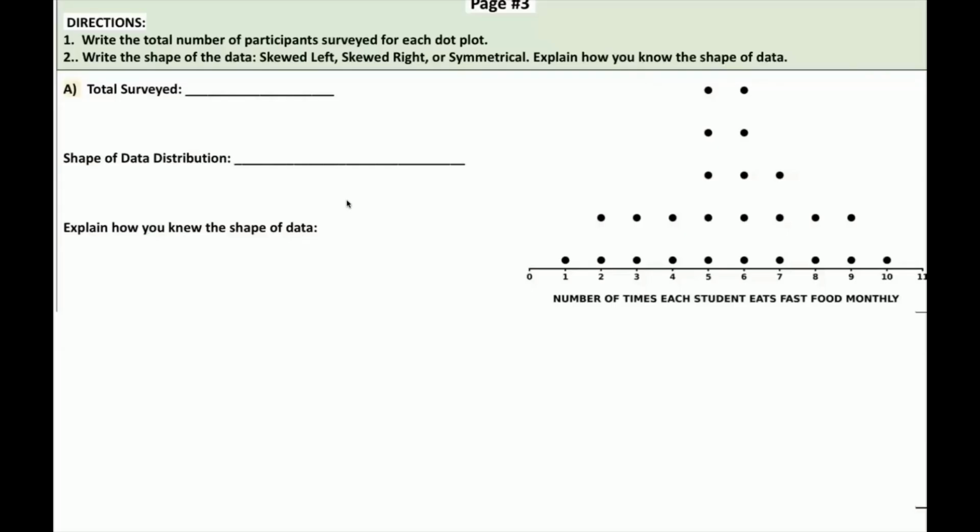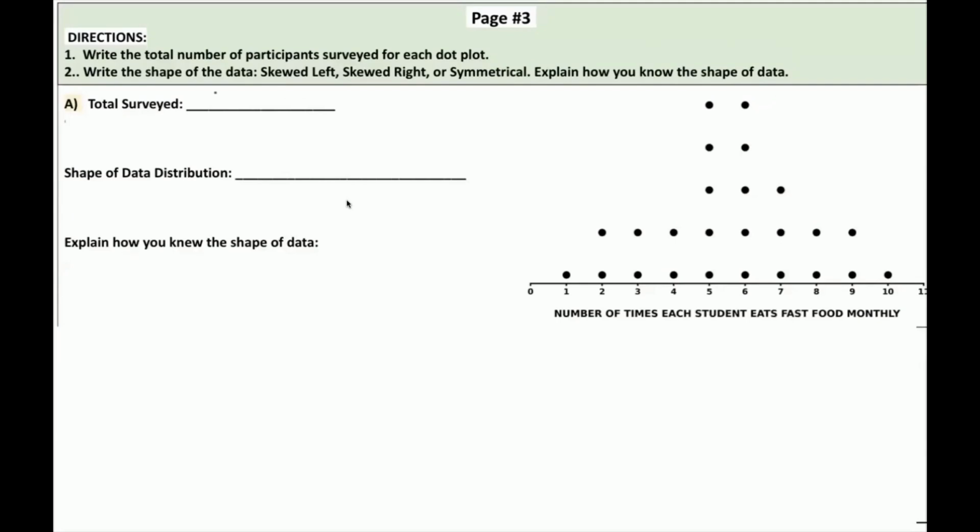For problem A, to figure out the total amount of people surveyed, you just need to count all of the dots. Once you count all of the dots, you will get 25 as the total. For the shape of the data distribution, remember you can draw a line on the top dot of each column to just try to get a gist of what it'll be, just a little sketch. And you can see that there's not an outlier on the right or left side. So that means the shape of our data distribution is symmetrical because it's pretty balanced on both sides.